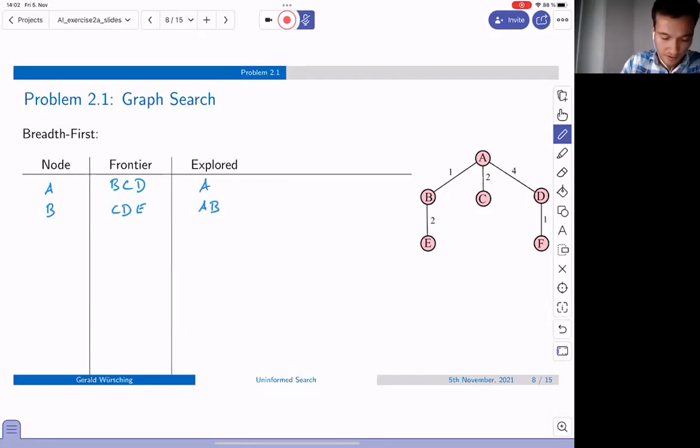Okay, the next step is pretty much the same, so I'll just do it quickly myself. For the frontier, we pick the first node in the frontier, which is C. We look at child nodes of C. We see that C does not have any child nodes. So we just keep the frontier from the previous step, D and E, and we add our current node to the explored set: A, B, C. Okay, then next step, also pretty basic. Again, we look at our frontier, we pick the first node, D.